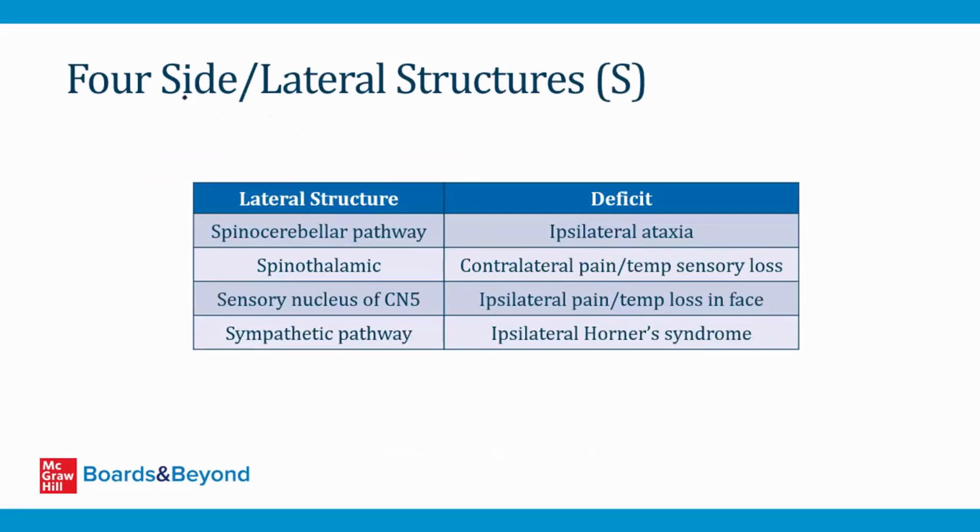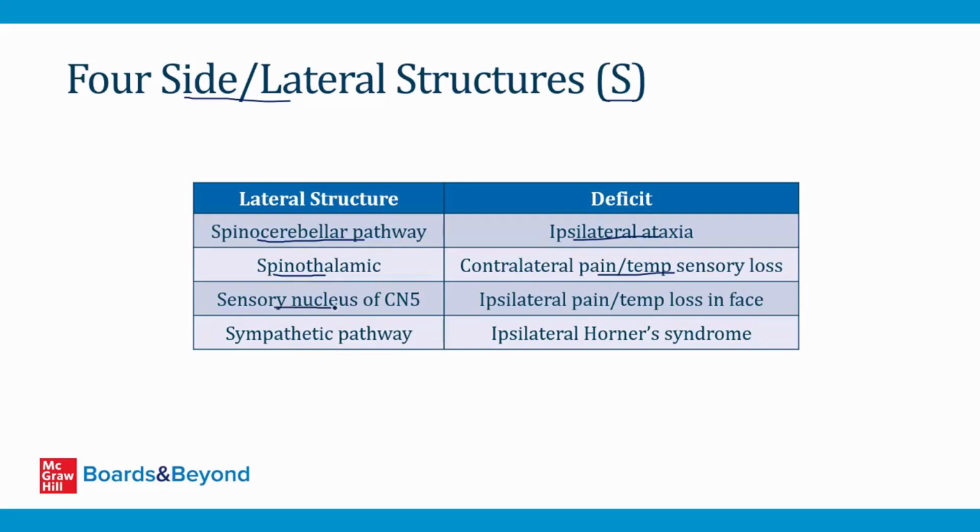And then lastly, we have four side or lateral structures. They all begin with the letter S. These localize lesions to the lateral portion of the brainstem. So the first one is the spinocerebellar pathway. Damage here causes ipsilateral ataxia. Spinothalamic tract damage causes contralateral pain and temperature sensory loss.